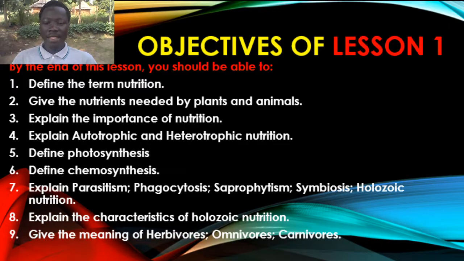And then, lastly but not least, you should be able to tell us what herbivores, omnivores, and carnivores are all about. If you are able to give all those that are outlined in the objectives, then you are good to go with the course from just the beginning.